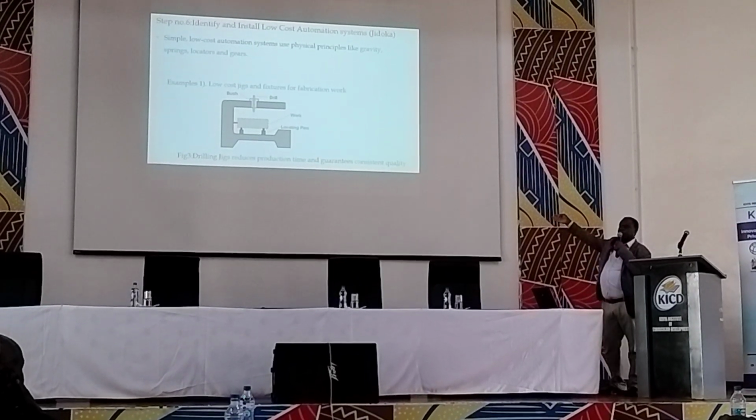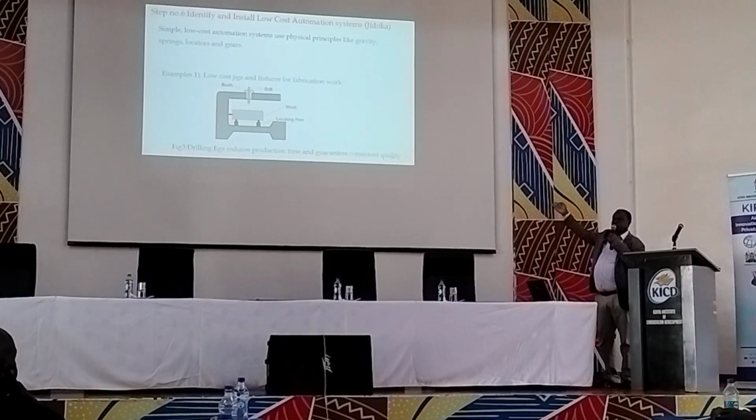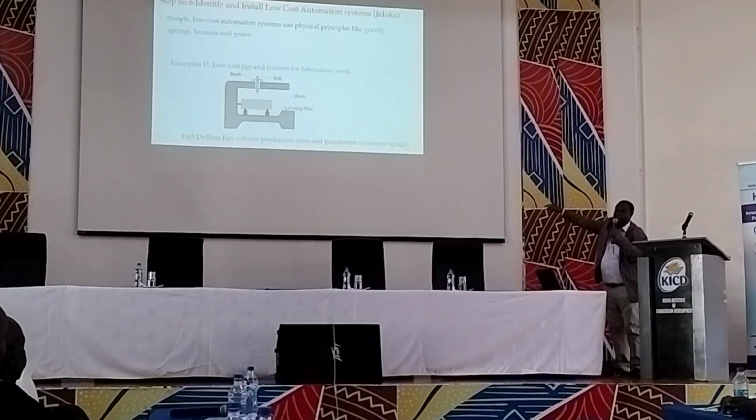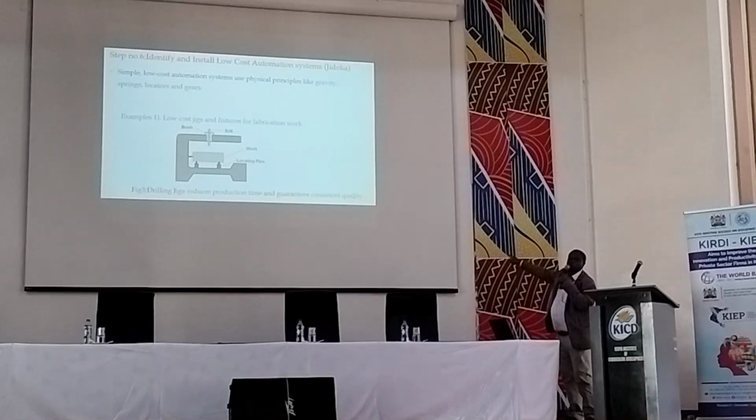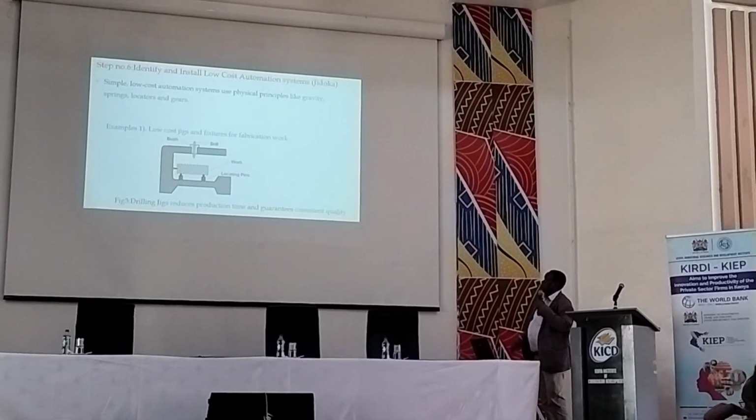Then the next step is to identify and install low-cost automation systems. For example, if you are doing application work and you have to print so many things, you can use a jig. So a jig will make production faster and it's also going to ensure consistent quality.